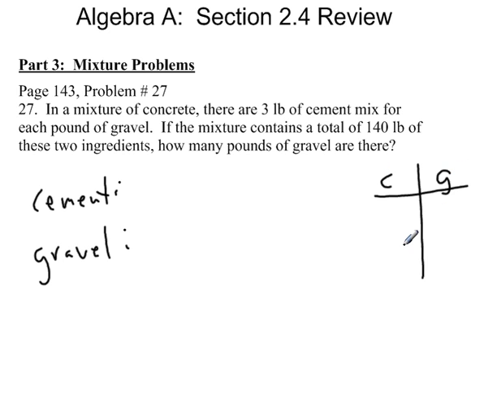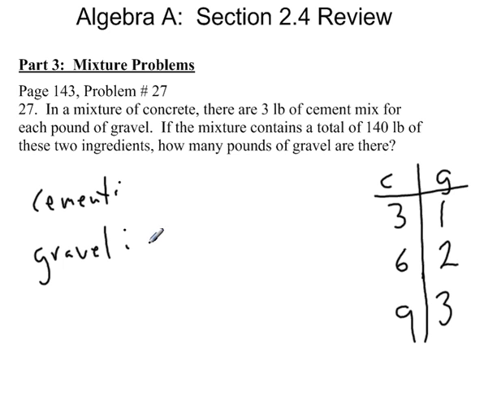Let's do a little T-chart. If there are 3 pounds of cement for 1 pound of gravel, then how much cement would there be for 2 pounds of gravel? I think you'll come up with 6 pretty easily there. If you have 1 pound of gravel, this is 1 times 3 to give me 3. 2 times 3 gives me 6. 3 times 3, I must get 9.